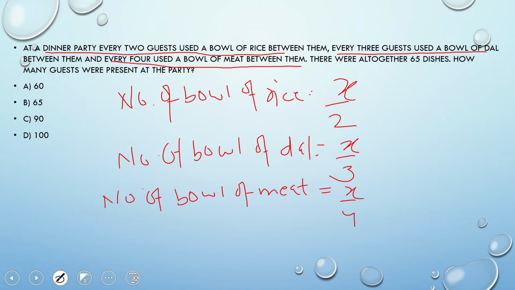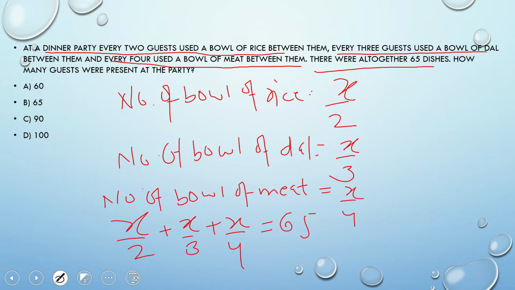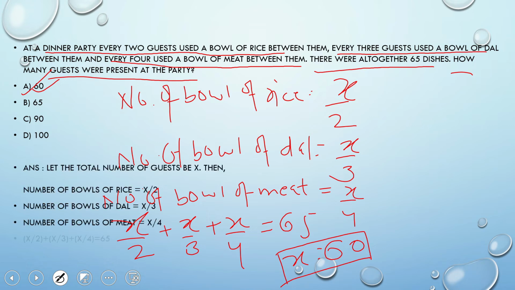And if you further read the statement, there were altogether 65 dishes, so simply sum this up, that is x by 2 plus x by 3 plus x by 4 equals 65. And if you solve this, you will get the value of x equals 60. So how many guests were present at the party? That is 60 guests were present at the party, which is option number A, which is correct. You can read the answer below. Therefore 60 guests were present at the party.